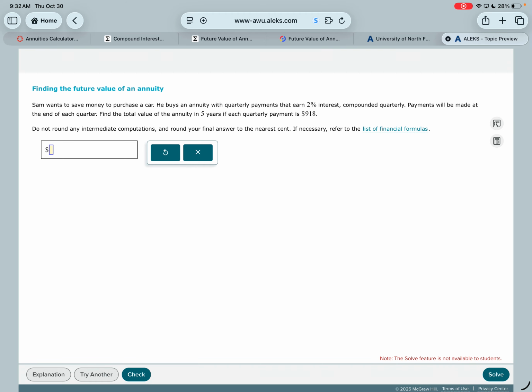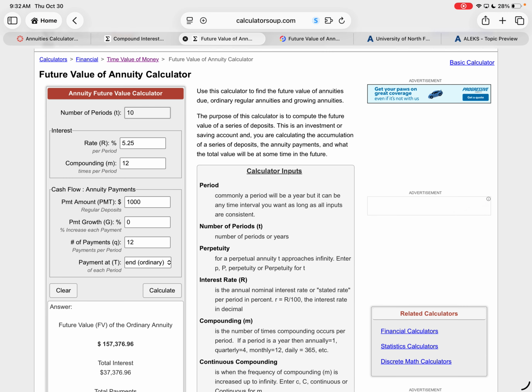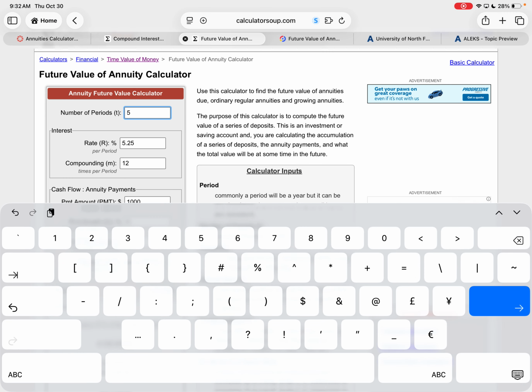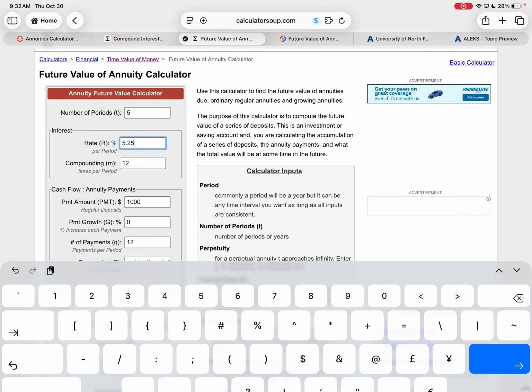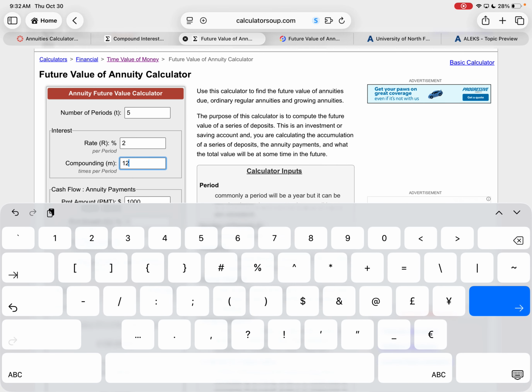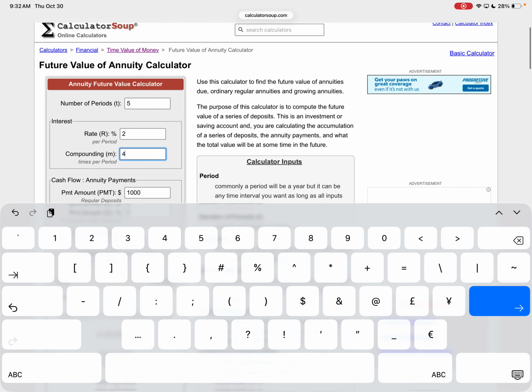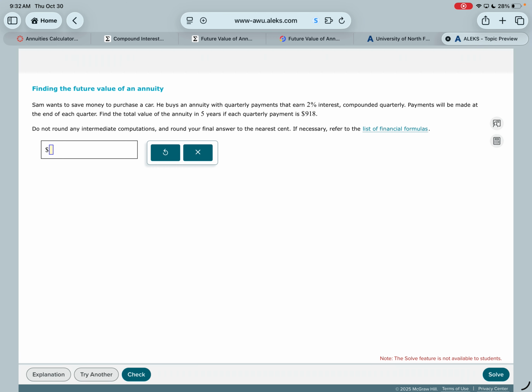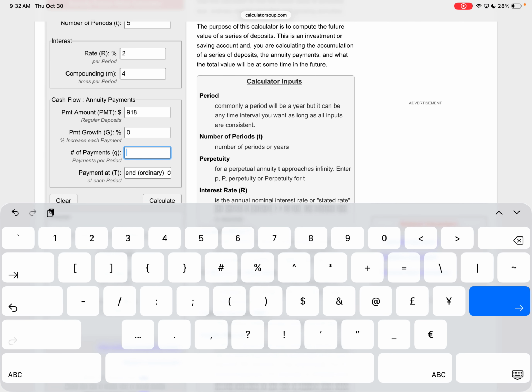So 5 years for the number of periods. My rate was 2%. We are compounded quarterly. So how many times does it compound a year? It's going to compound 4 times because it's quarterly. And he's making quarterly payments of $918. But then you also have to say how often you are doing the payments.